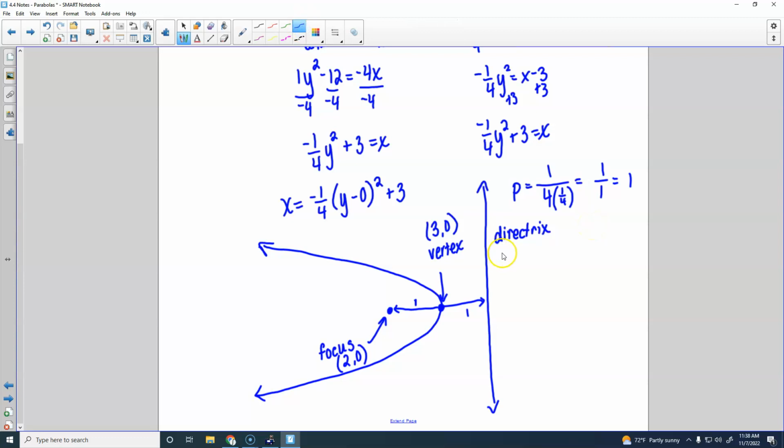So the directrix here, this is vertical. It's going to be x equals. The x coordinate here was 3. We got to go to the right one, so that's going to be 4. And then our axis of symmetry is our last thing. Axis of symmetry is going to be y equals, and our y coordinate is 0.